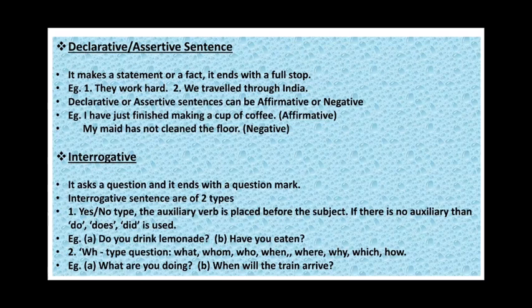Second type is a WH type question, which includes what, whom, who, where, when, why, which, and how. For example, what are you doing? When will the train arrive? So children, remember to put the question mark at the end of an interrogative sentence.